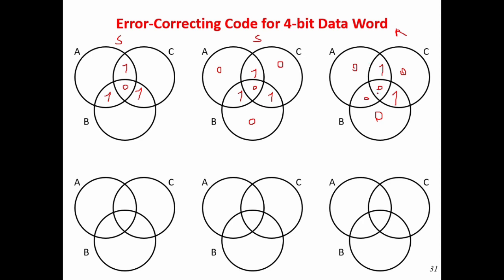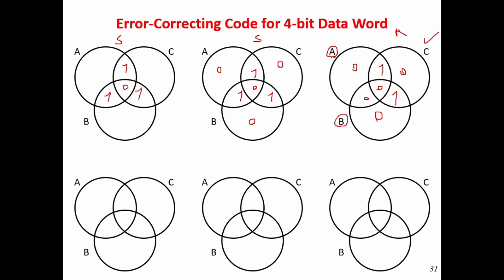Now the receiver is checking what the problem is here. Is there any problem with A? Yes, there is a problem, because this is odd. What about here, is there any problem? There is no problem, of course. And what about here? Yes, there is a problem, here it is odd.